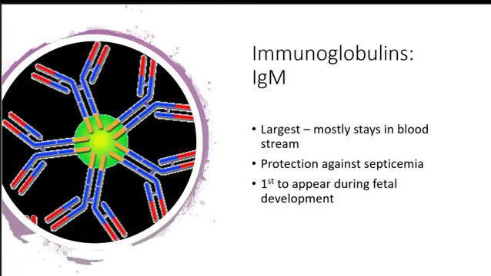IgM are the largest, and they stay mostly in the bloodstream because they are the largest. Their large size gives them excellent binding ability, and they can pick up trace amounts of infection and mark them for recognition by phagocytes. These are the first to appear during fetal development. So they play an important role against septicemia since they are the ones that are floating around in the bloodstream.